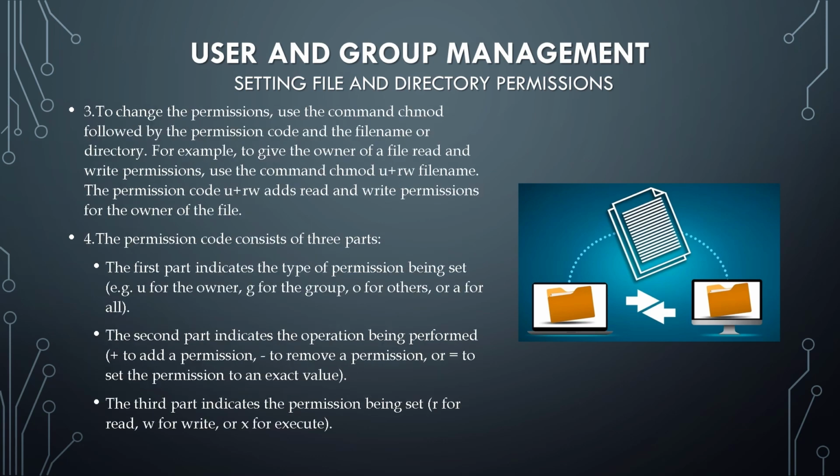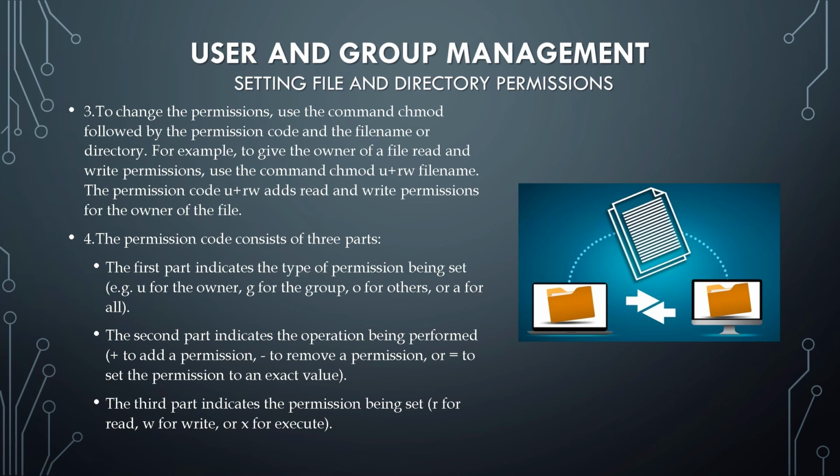3. To change the permissions, use the command chmod followed by the permission code and the file name or directory. For example, to give the owner of a file read and write permissions, use the command chmod u+rw filename. The permission code u+rw adds read and write permissions for the owner of the file.